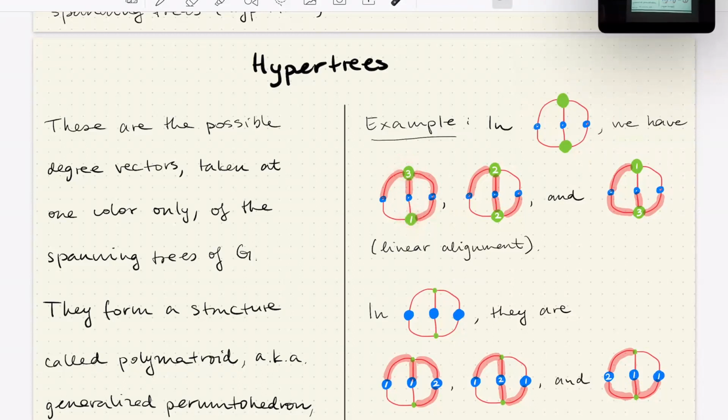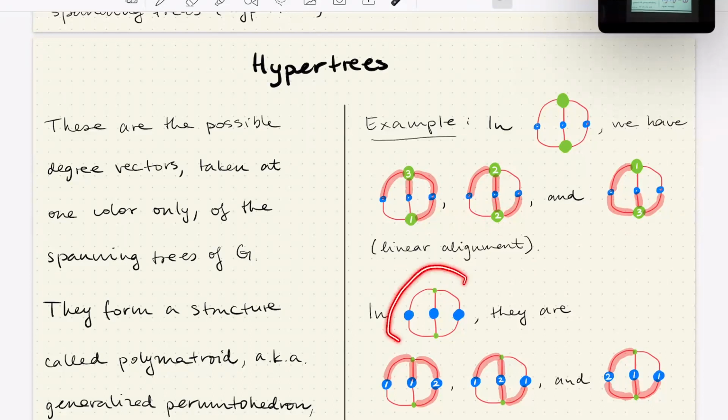Or we can kind of start trading, right? Maybe we get rid of this one and bring in this instead. Well, then the degree vector is 2 and 2. Or we can go 1 and 3, and that's where it stops. These are the only 3 options in this case. They, in fact, form a linear alignment. There's 3 points linearly aligned.